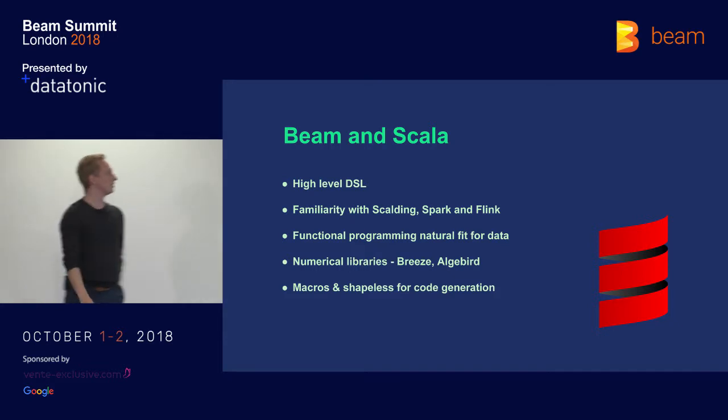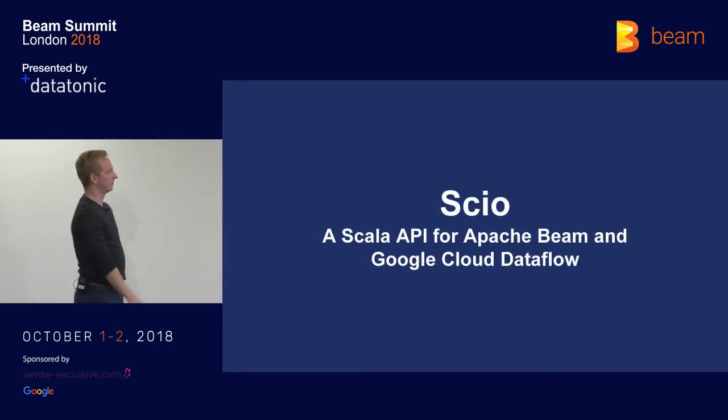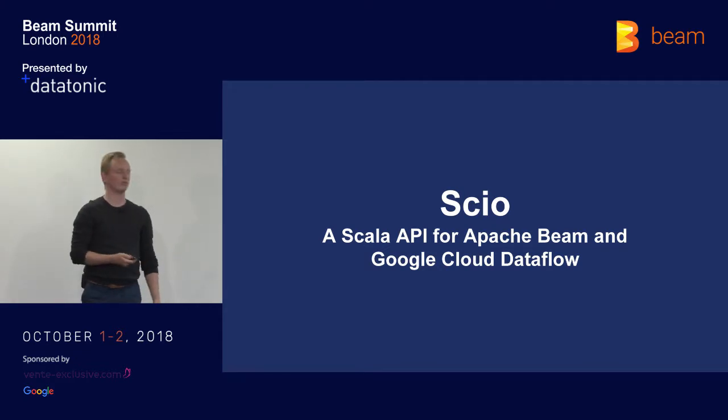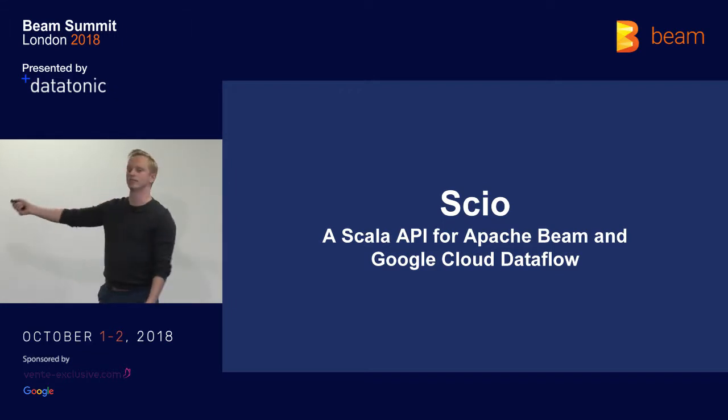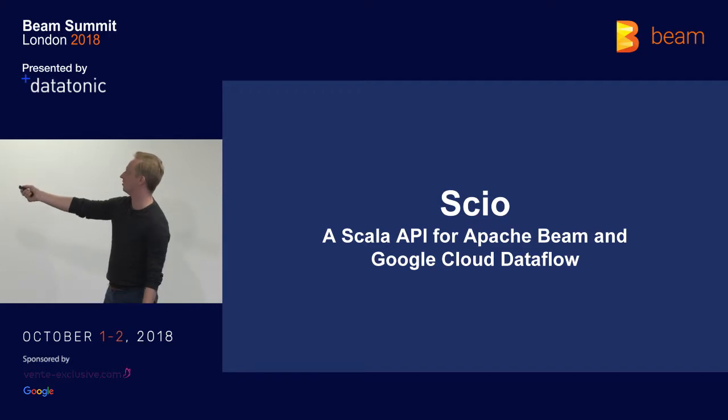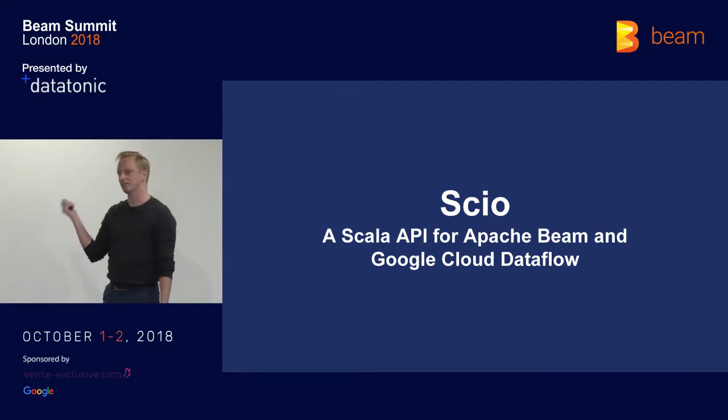All right, so we developed that library called Scio. It's pronounced Scio. It's a Scala API for Apache Beam and Google Cloud Dataflow. And it means I know, I understand, I have knowledge. And it has an I/O at the end, because that's what all the good kids were doing 2 years ago.